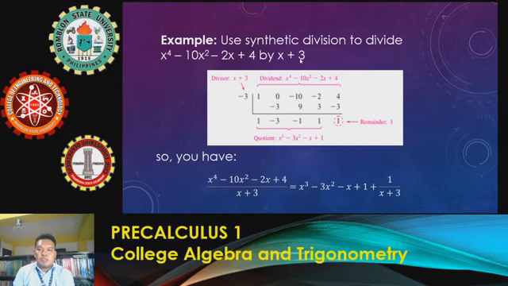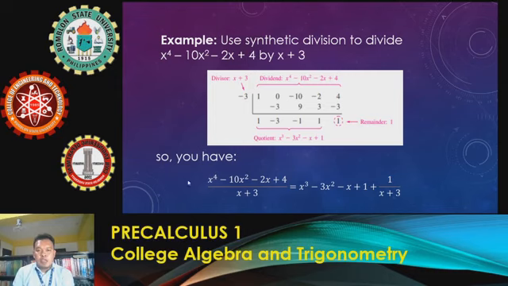Then, x plus 3, so pag nilabas natin yung 3, magiging negative 3. So, negative 3 po yung dito, no? Na value. So, first bring down 1, then 1 times negative 3 is negative 3, then 0 minus 3 is negative 3, then negative 3 times negative 3 is positive 9, then negative 10 plus 9 is negative 1, then negative 1 multiplied by negative 3 is positive 3, then negative 2 plus 3 is positive 1, then 1 multiplied by negative 3 is negative 3. So 4 minus 3 is 1. So may remainder na 1 tayo.